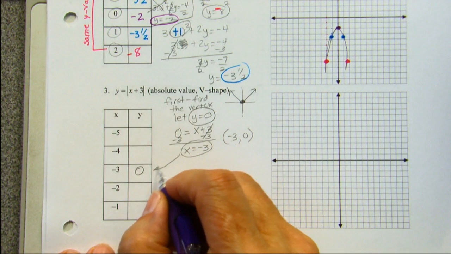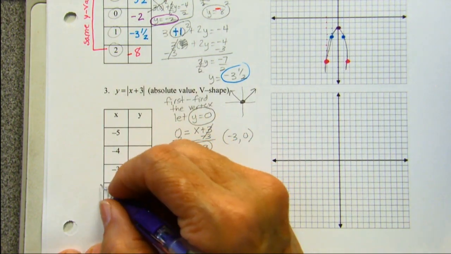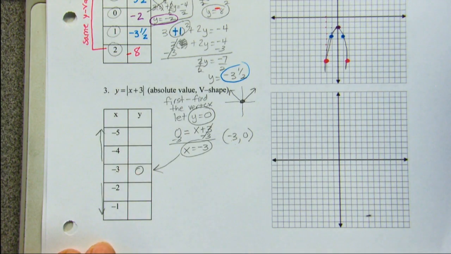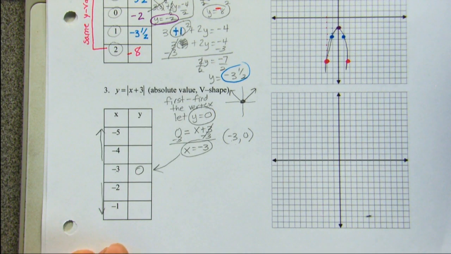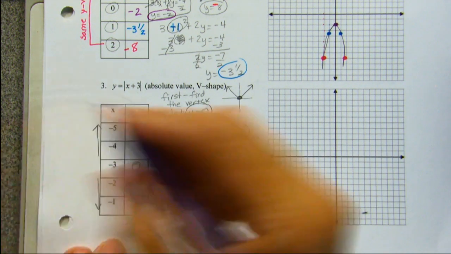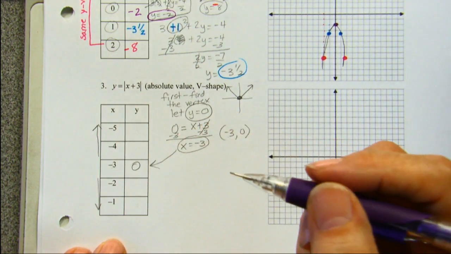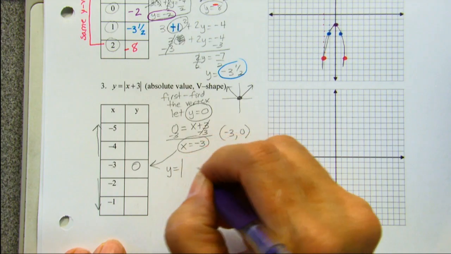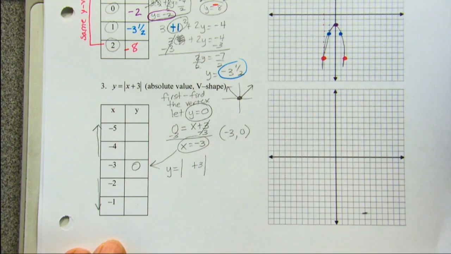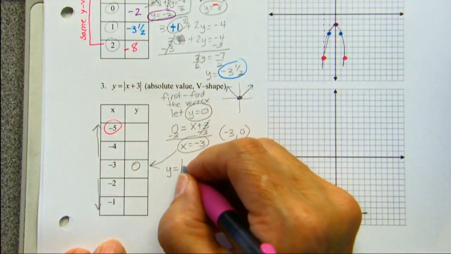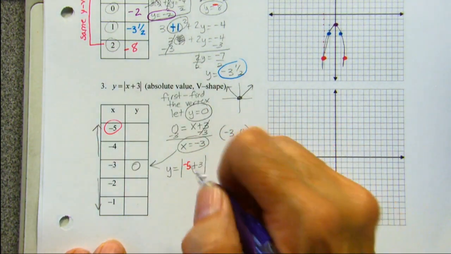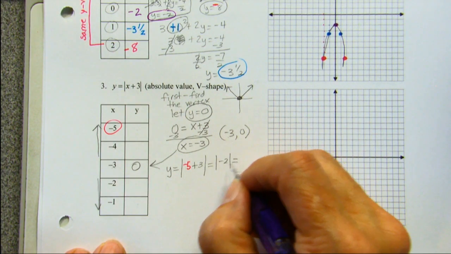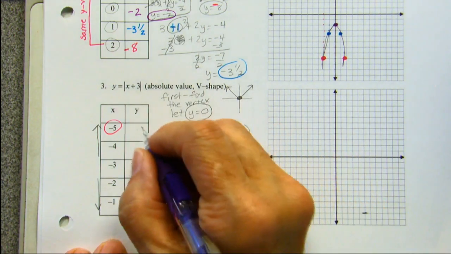And once you find the vertex, then go 2 numbers larger down and 2 numbers smaller up from your vertex, and it'll make a real nice absolute value graph. I just need to figure out what these y values are. So I have y equals the absolute value of x plus 3. The first time around, I'll plug in -5. The absolute value of -5 plus 3 is -2, and the absolute value of -2 is 2.